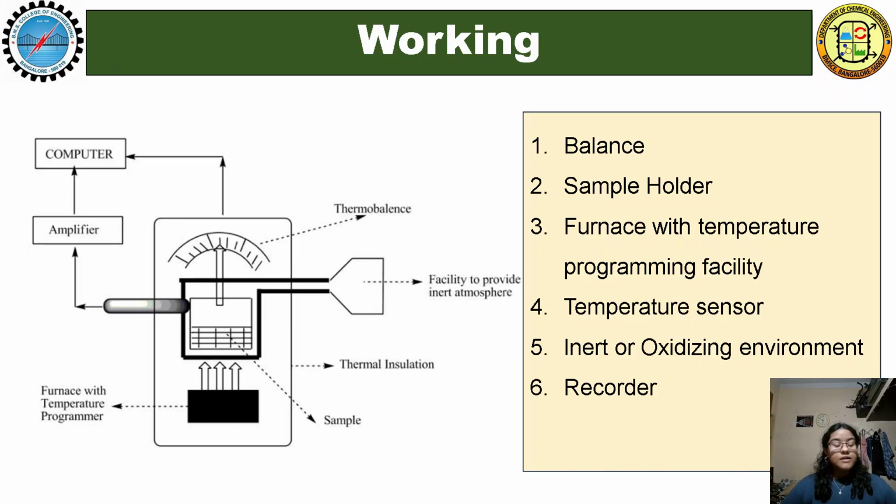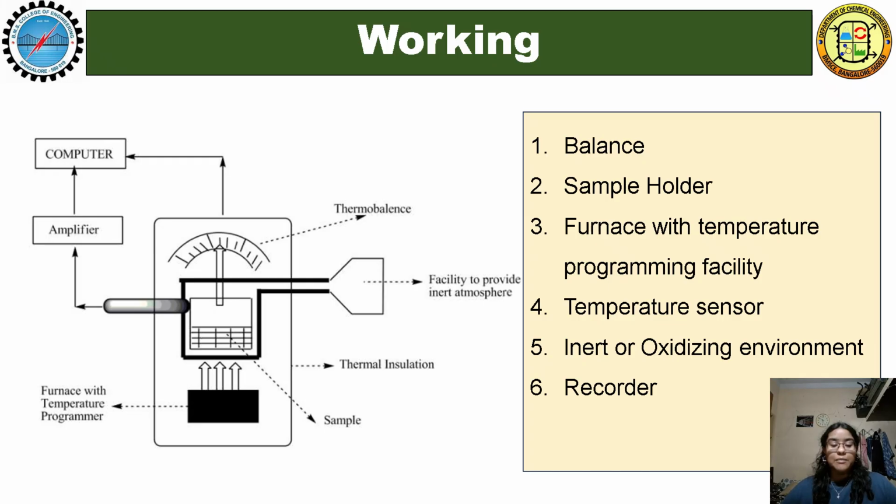So the instrument of TGA consists of six main parts. Firstly, the balance, a sample holder, a furnace with temperature programming facility, a temperature sensor, an inert or oxidizing environment provider, and a recorder. So the working goes like this. The sample is heated in a given environment at a controlled temperature rate. The mass of this sample is recorded as a function of either temperature or time.